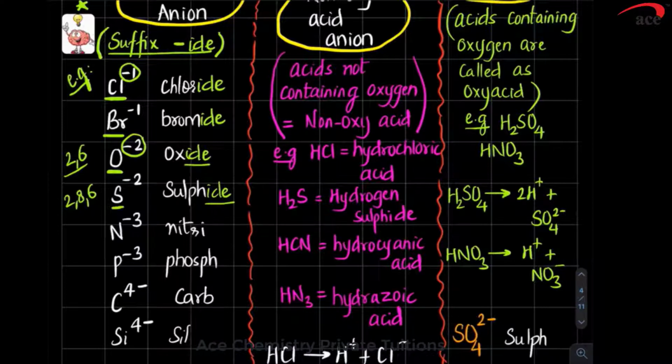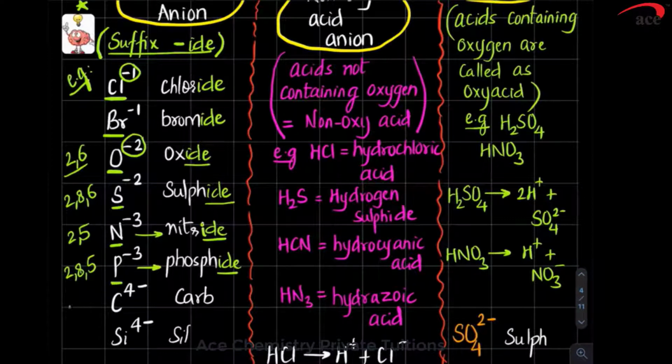Group 15 elements, nitrogen and phosphorus. Nitrogen is 2,5. It requires 3 electrons to complete its octet. Phosphorus, 2,8,5, also requires 3 electrons to complete its octet. So they are also made up of only one element. Because they are elemental anions, the ending is IDE: nitride for N minus 3 and phosphide for P minus 3.